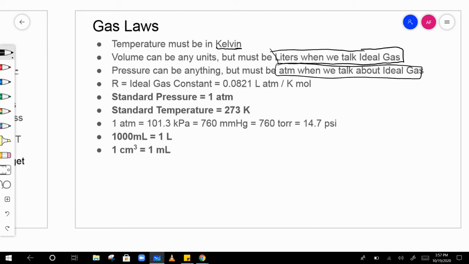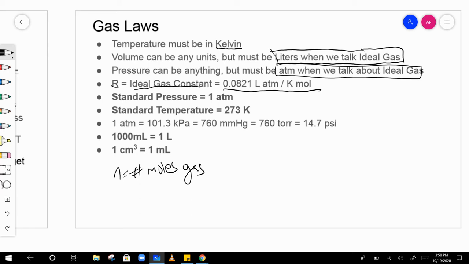Now, I didn't mention n here. n is just the number of moles of gas, and that doesn't change. It's always the same unit. When we do the ideal gas law, there's a constant in there, and that constant is called R, the ideal gas constant. It is always 0.0821 liter ATM over Kelvin mole.